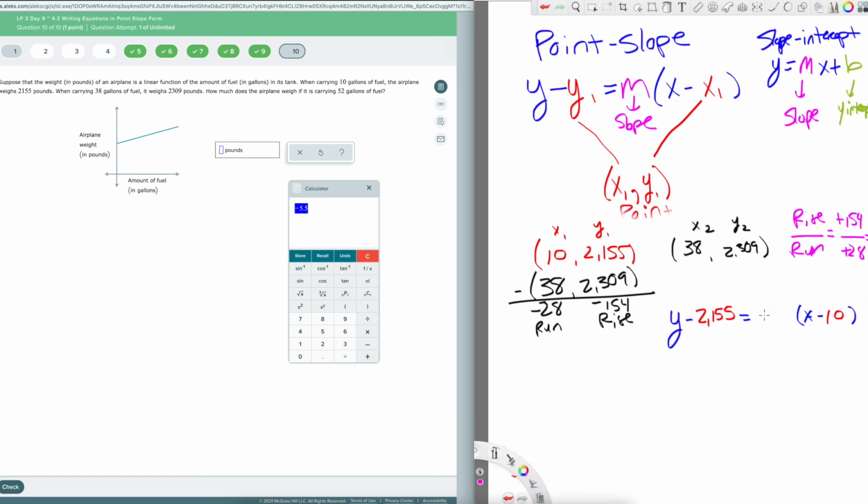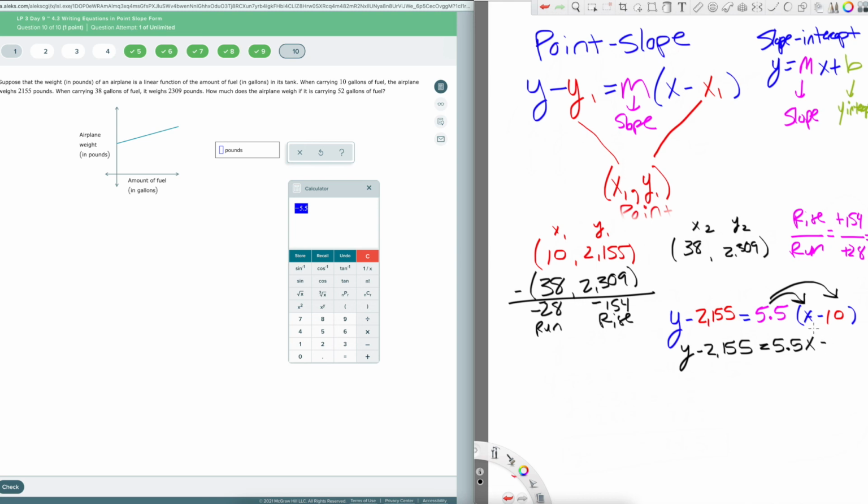Okay, so we're going to go ahead and simplify. I'm just going to go back to one color here, so I'm not going to keep doing this crazy color coding. So I'm going to multiply 5.5 here. So I have y minus 2,155 equals 5.5x, because those get multiplied together, so we just smush them, minus 5.5 times 10. Well, that just means I'm moving the decimal out once.